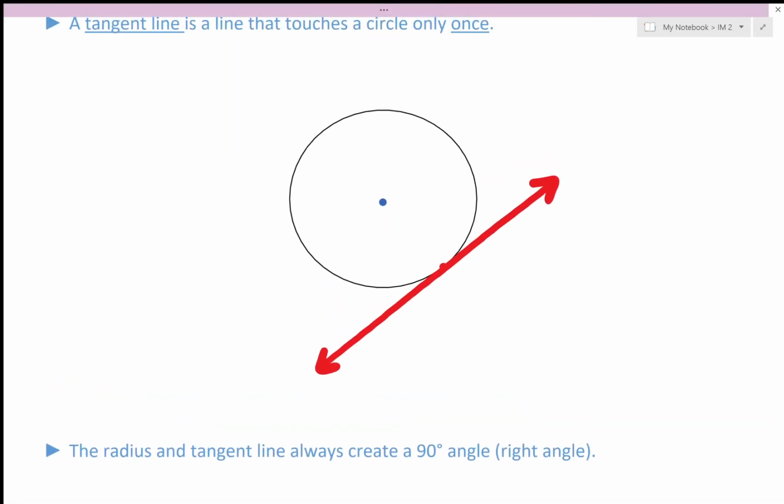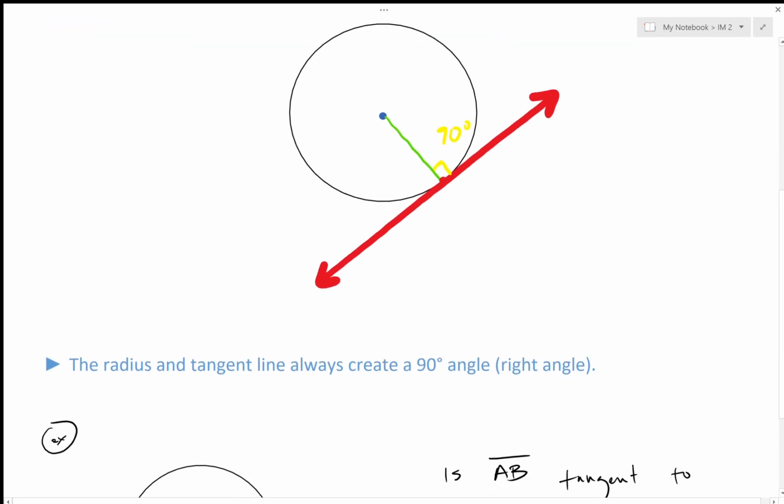So we've got a little indication here. The radius and the tangent line always create a 90-degree angle, or a right angle. So remember, a radius goes from the center of the circle to anywhere on the outside. And let's draw it to that same point that we had on the tangent line. So they're saying that that radius and that tangent line are always going to create a right angle, a 90-degree angle. Okay? So that's something to remember there, 90-degree angle.